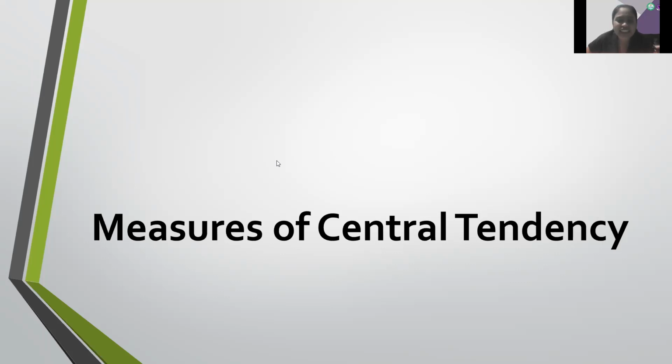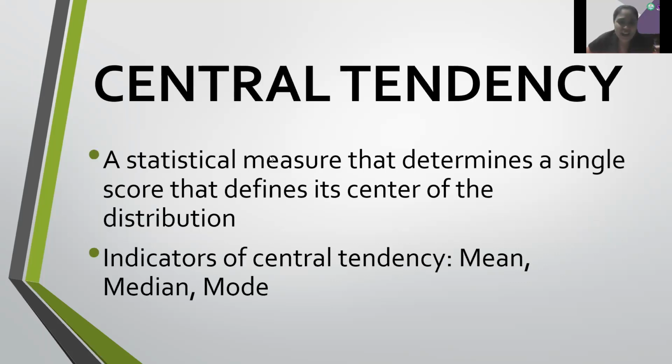Okay, measures of central tendency. When you say central tendency, we will determine the center of the distribution of the scores. We have here indicators of central tendency, the mean, median, and mode, wherein the mean is the most used measure of central tendency, especially if we have interval type of data, and we can also use the mean for some ordinal type of data.